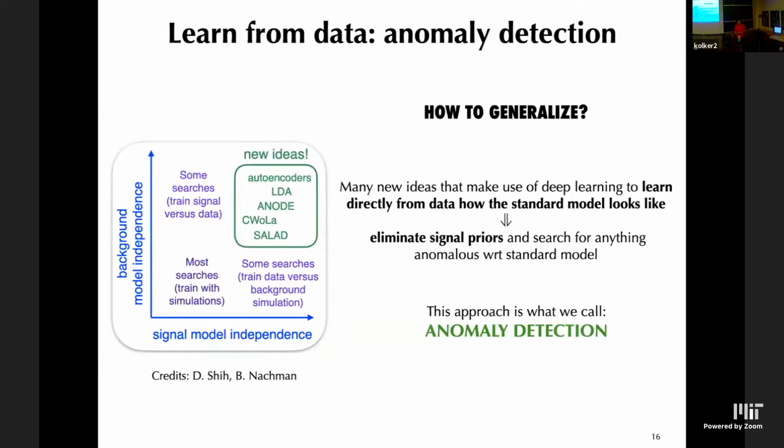So there have been many new ideas recently that make use of deep learning to learn directly from data how the standard model looks like. So basically eliminating the signal priors and searching for anything anomalous with respect to the standard model. And this is what we call anomaly detection.